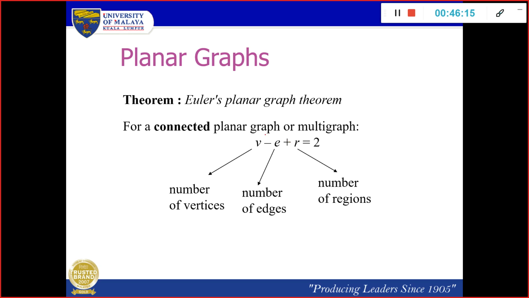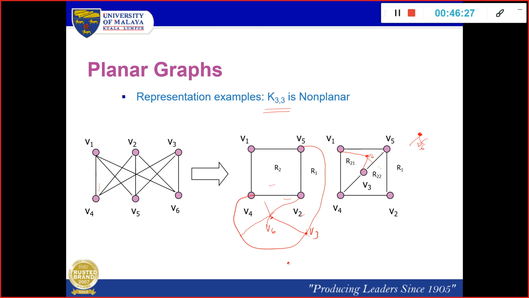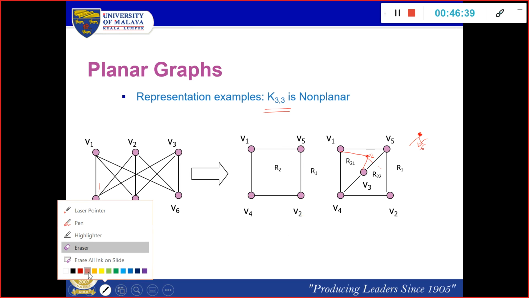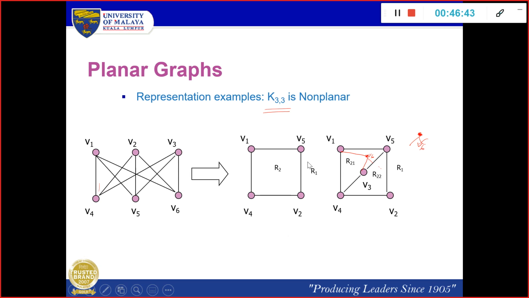For a connected planar graph or multigraph, you have the number of vertices minus the number of edges plus the number of regions. Okay, number of regions. If we erase all this, this is the number of regions. This is region 1 and region 2, so this graph has 2 regions. This graph has 3 regions: region 1, region 2, and region 3. So this graph has 3 regions.